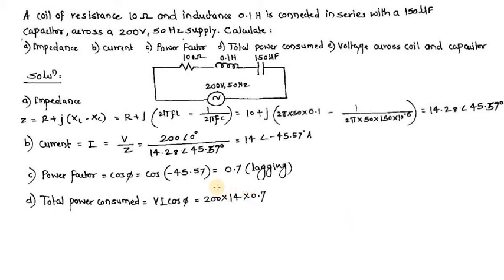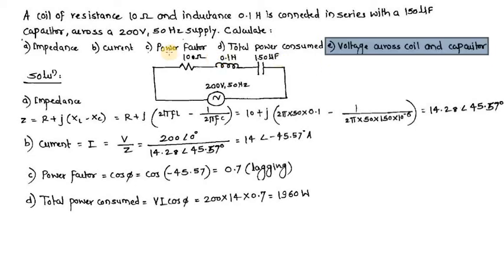Let's substitute the values. Voltage was 200 volt. Current is found out to be 14. So substituted, and power factor is found out as 0.7. So I substituted all the values, and what I get is 1960 watt. So next thing is voltage across coil and capacitor.